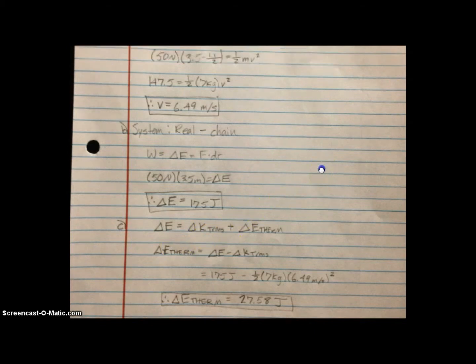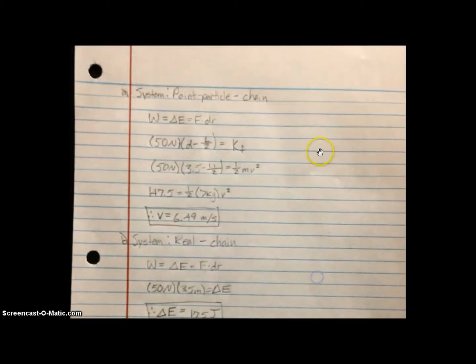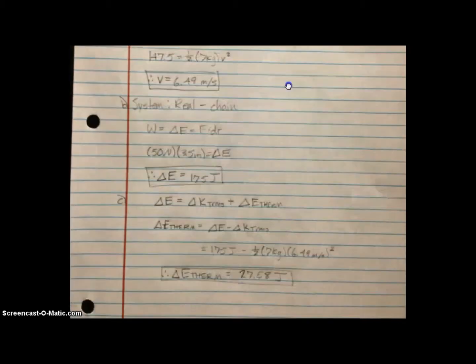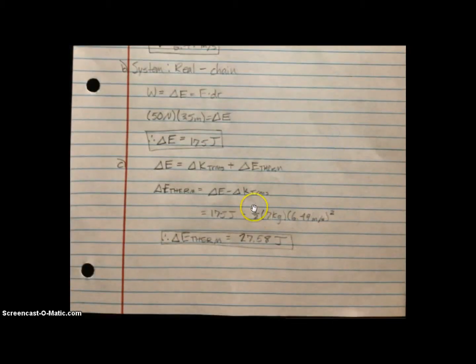We just go back up to the point particle system that I set up with the work energy principle, and we plug in the value V that we already know, and we can get our final change in translational kinetic energy here. We subtract the two, and we get our final answer.